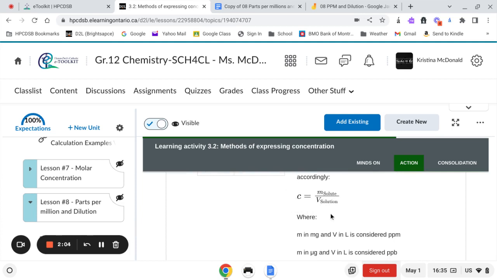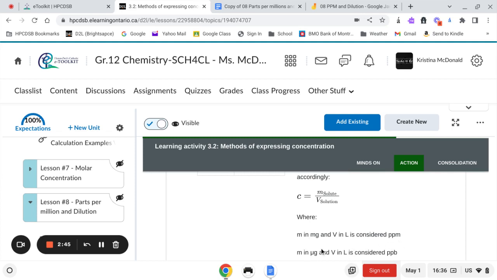We have seen this formula before, and we have to be aware of the slight differences between parts per million and normal molar concentration or percent concentration. And it is in the units. So when you're doing parts per million, and it says right here, considered ppm, your mass of solute has to be in milligrams and your volume has to be in liters. If you're dealing with parts per billion, your mass has to be in micrograms. That's the symbol for that. And your volume is in liters. So just be aware of the differences in units.